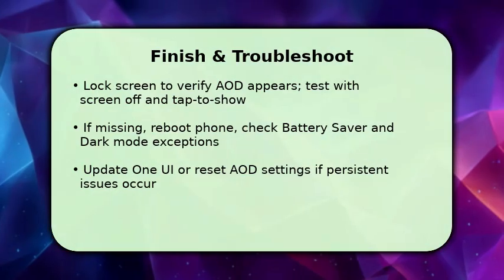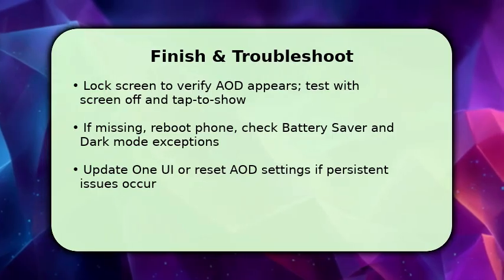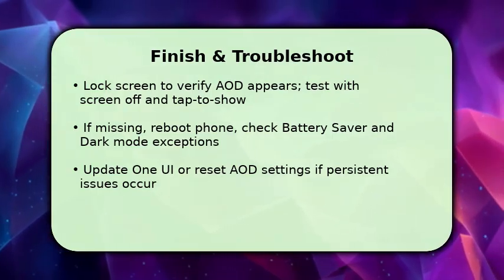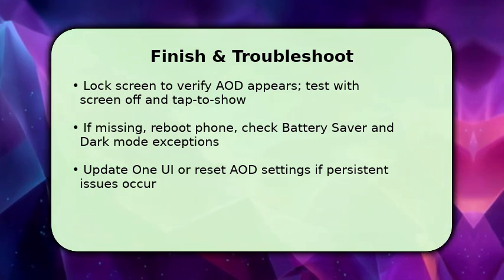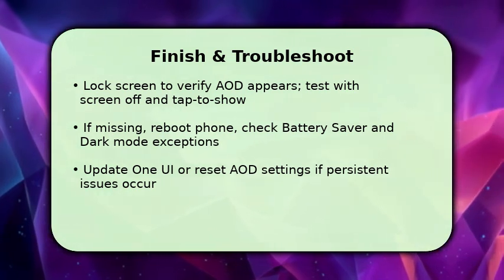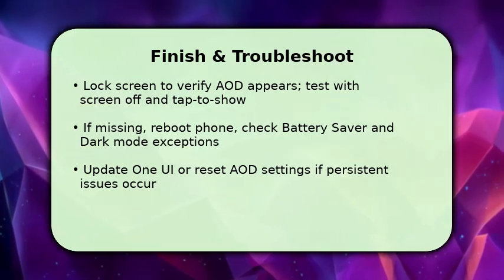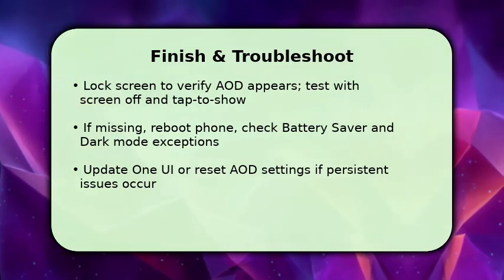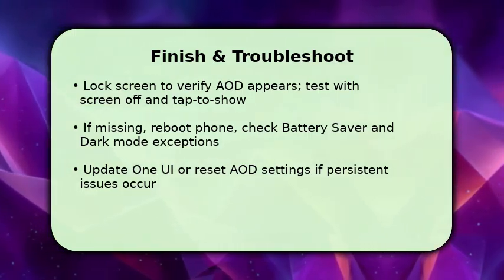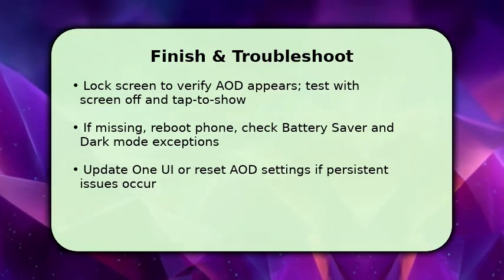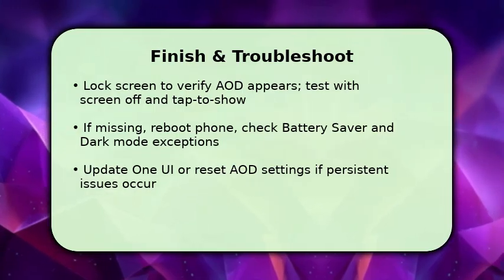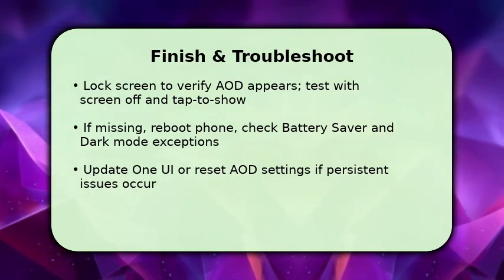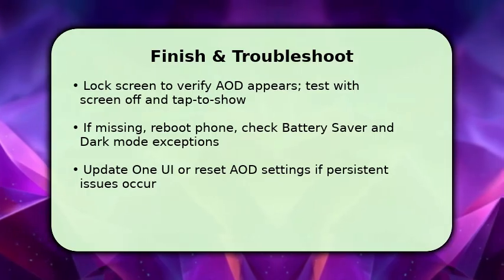To finish, lock the phone and confirm the Always on Display appears as configured. Test Tap to Show if you set that option. If AOD doesn't show, reboot the device and check that battery saver or power saving modes aren't blocking it, and allow AOD in dark mode exceptions. If problems persist, update your system software or reset AOD settings. Those steps resolve most conflicts. This ensures the feature runs reliably without draining more battery than expected.